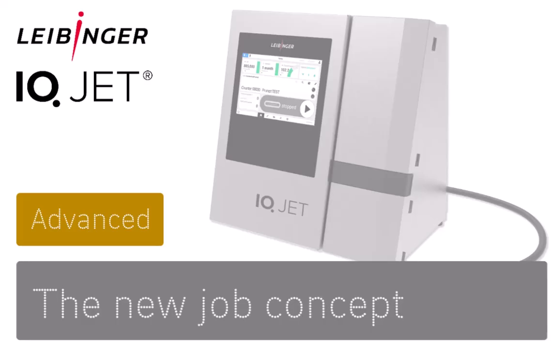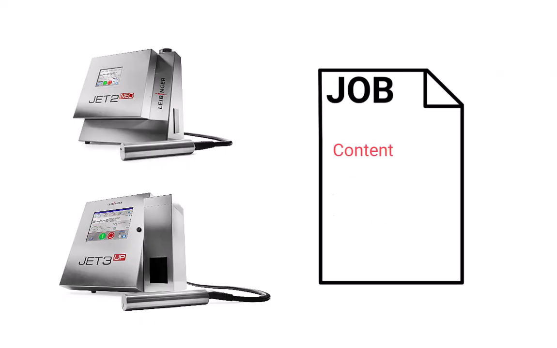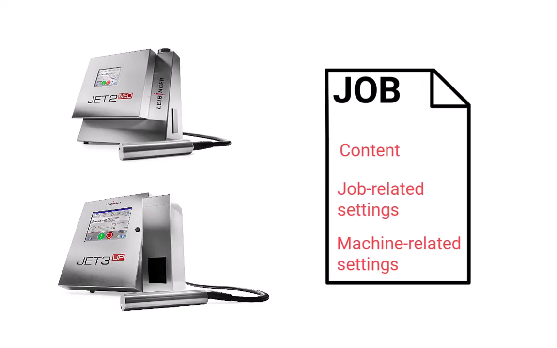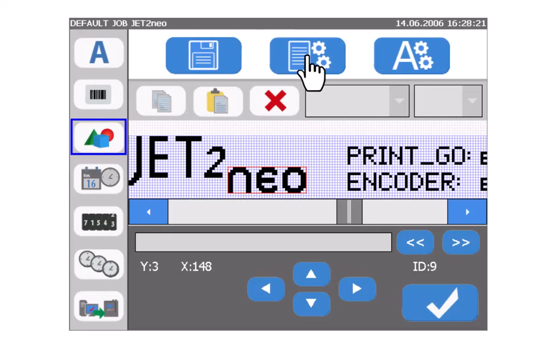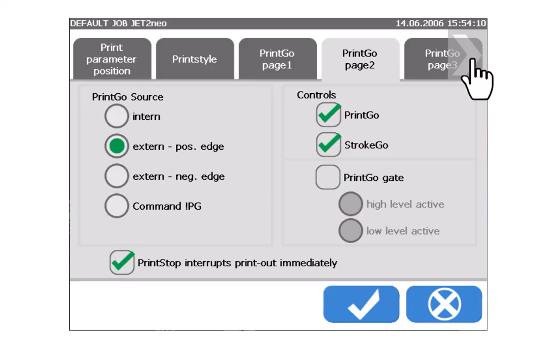In this video, I will explain the new IQJET job concept. Previous printer types, such as Jet 2 Neo or Jet 3 Up, stored all information about the content and appearance of the printout, as well as the type of speed detection and print go signal in the job file. These sample images show the user interface of a Jet 2 Neo. The settings are divided into several tabs.